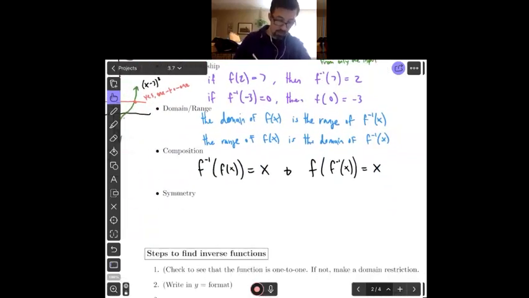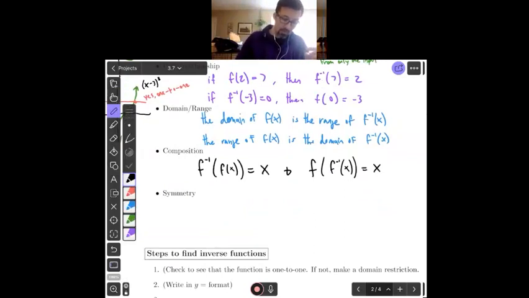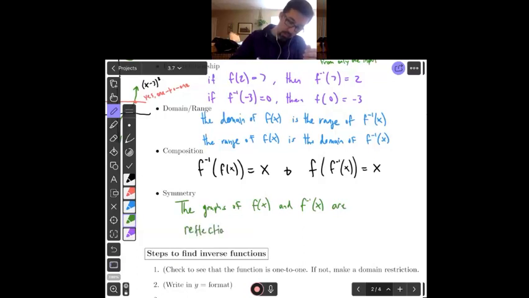And then the last one, the symmetry. This one will be kind of important to you guys, as far as the graphing goes. The graphs of f of x and f inverse are reflections across the line y equals x.